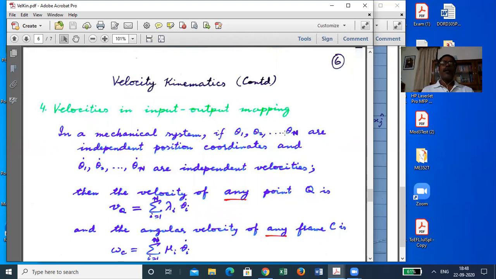And then if you want to get the derivative of the position of that point, then what do you do? You differentiate this function with respect to theta 1 and multiply with theta 1 dot, then differentiate with respect to theta 2 into theta 2 dot, and so on. That is only a linear combination of theta 1 dot, theta 2 dot, etc. And the coefficients of this linear combination turn out to be those partial derivatives, which are actually here.